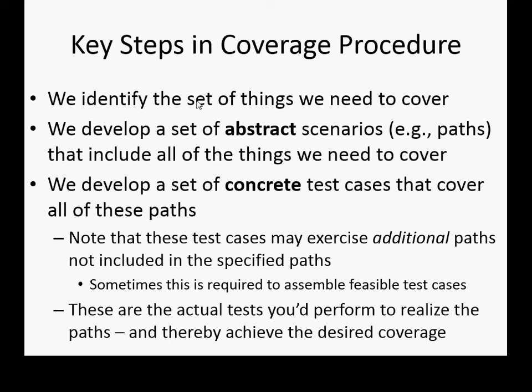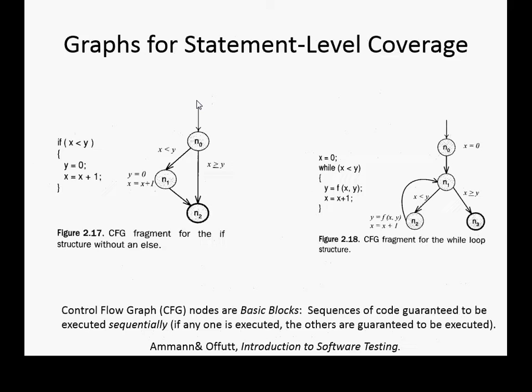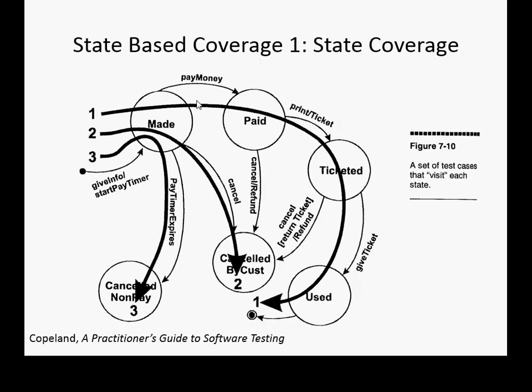Okay? So figure out what to cover, a set of paths through the system that will cover them, a set of concrete cases that will exercise those paths. Now, a key issue is those test cases may exercise other paths too, on top of the ones we want, and that's fine. But at least they get us through the system in the desired way. And these are going to be the actual tests you'd run to exercise the system. Okay, so let's go back and talk about this here.